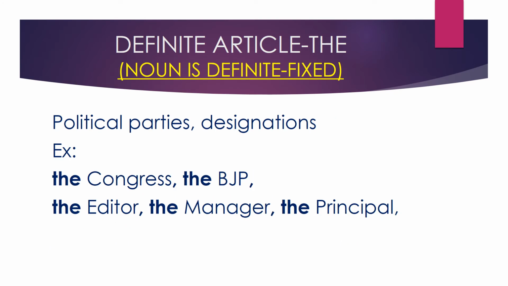We use the before the names of political parties or designations. For example, we have these political parties in India: the Congress, the BJP. For designations, we say the editor, the manager, the principal. I'll create a sentence. The principal called the manager and told him to finish the work quickly. We never say principal called the manager. We always say the principal called the manager.